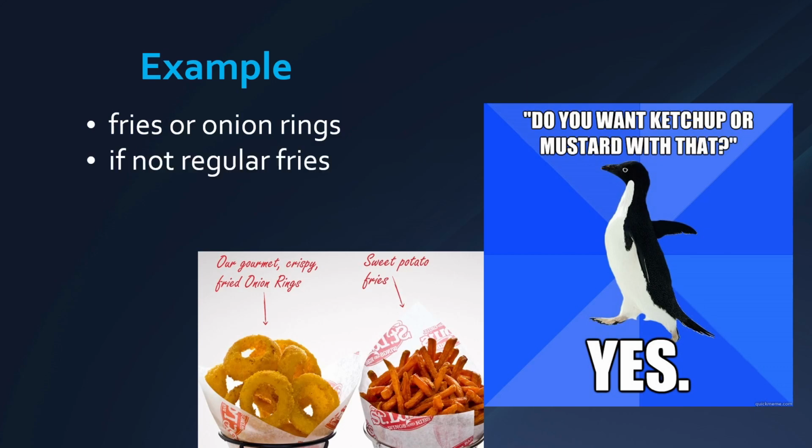So the way programmers use the word not is often as part of a question, where the question is, if there is not something, then something else. So for example, if there's not regular fries, I don't want onion rings, and I don't want sweet potato fries. I actually only want regular fries. So if there's not regular fries, then I want nothing.